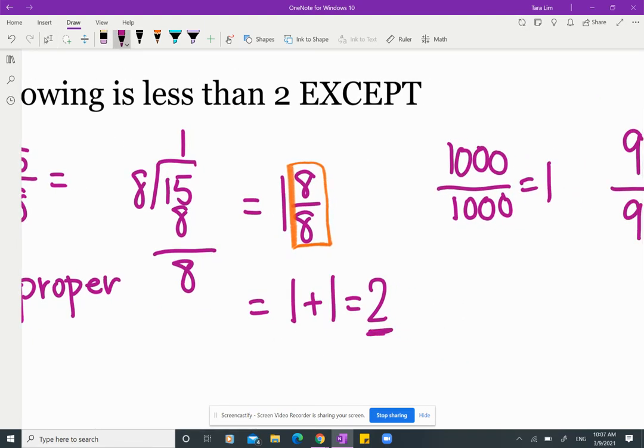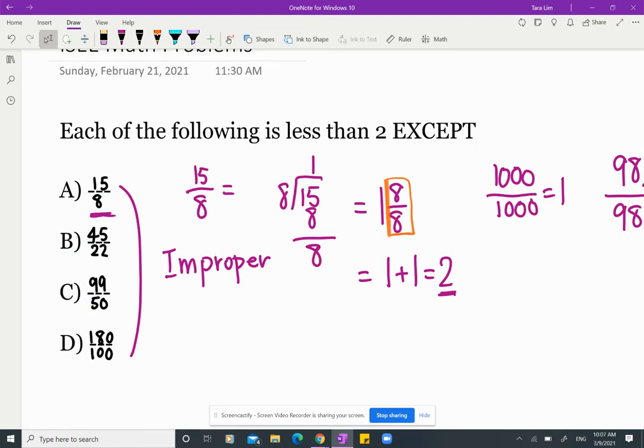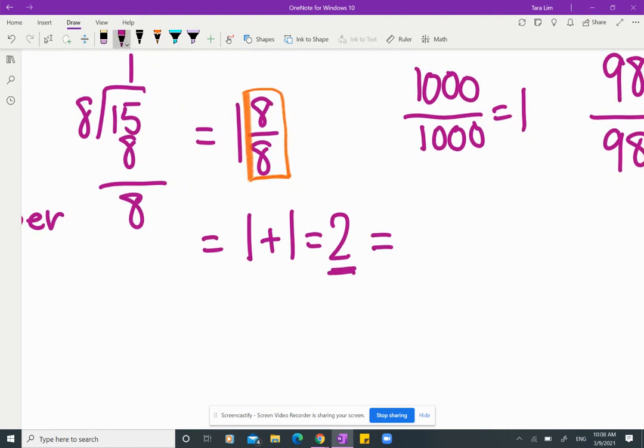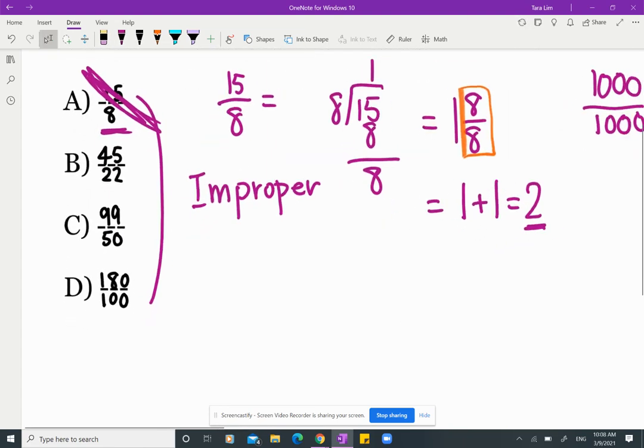Now, as you can see, it is 2, but it is asking for greater than 2 because it says all of the following is less than 2. So we want to know which one is greater than 2. And this is just equal to 2. It's not greater than 2 and it is not less than 2. So this one can be eliminated. Now B.